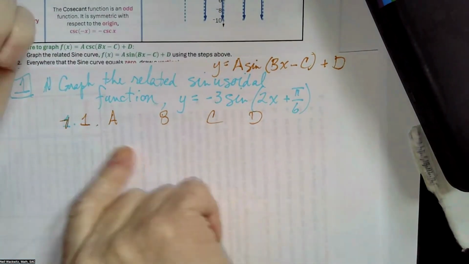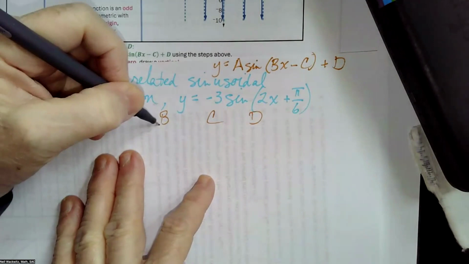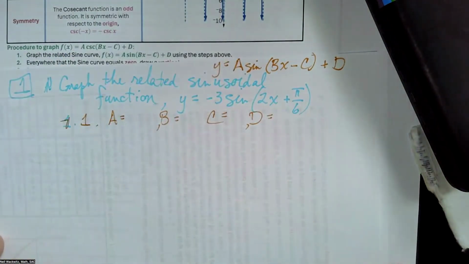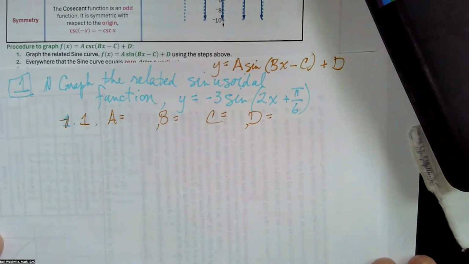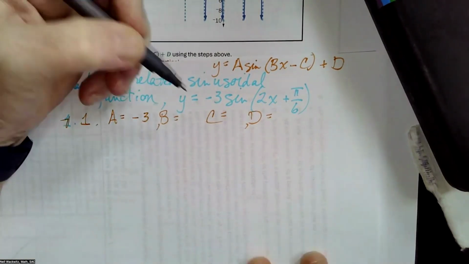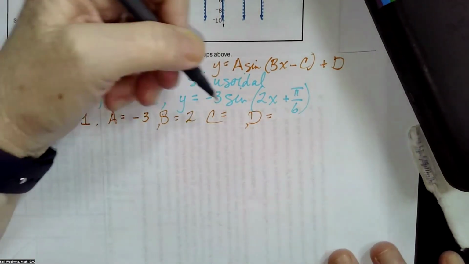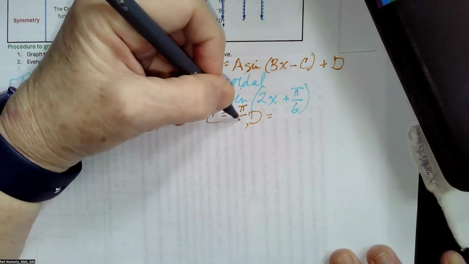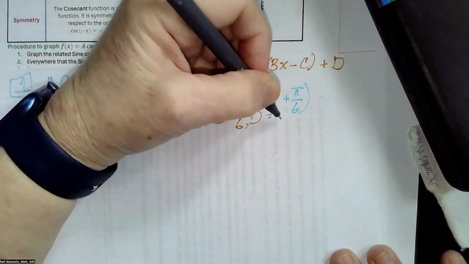Okay, so what is A, what is B, what is C, and what is D? A is -3. B is 2. C is -pi over 6. Excellent. And D is 0.